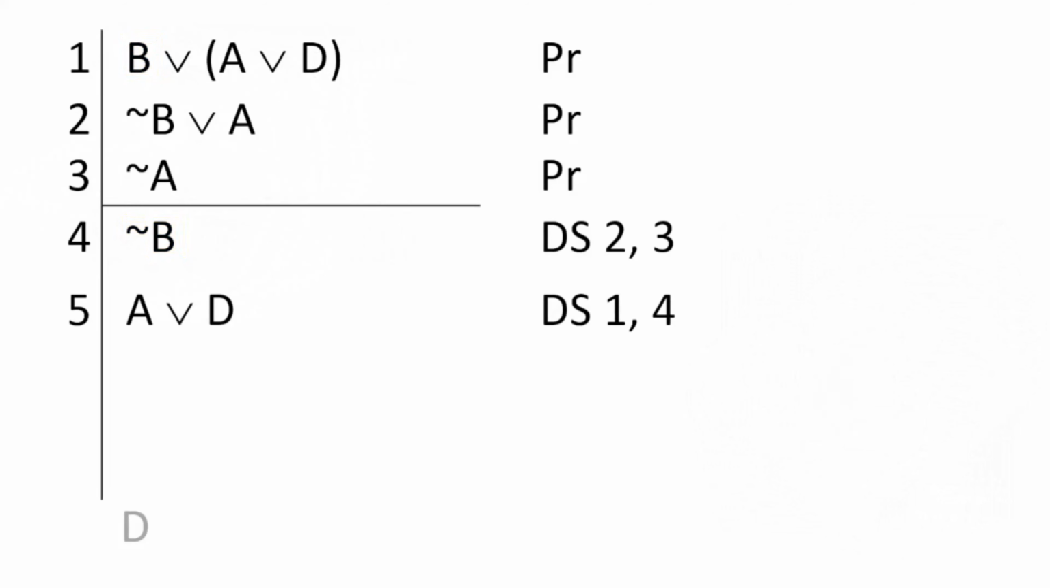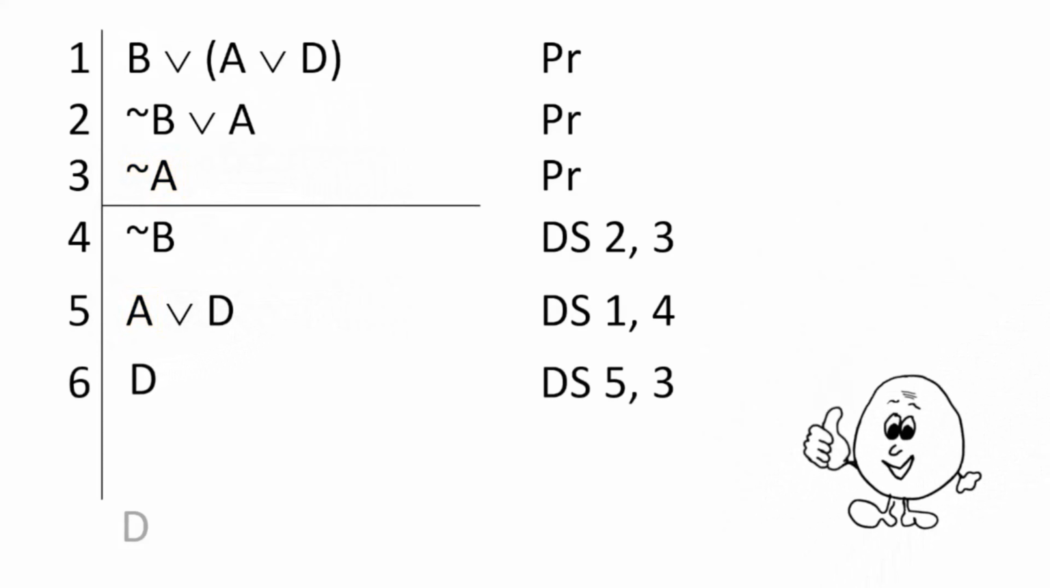And what we ultimately wanted was D. Note, we have the disjunction with D as a disjunct in line 5, the negation of the first disjunct in line 3. We can apply disjunctive syllogism again to obtain D. That's what we wanted. We're done.